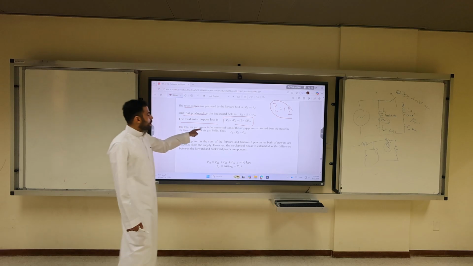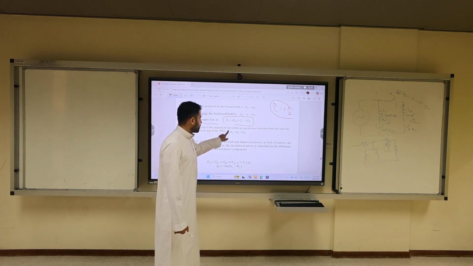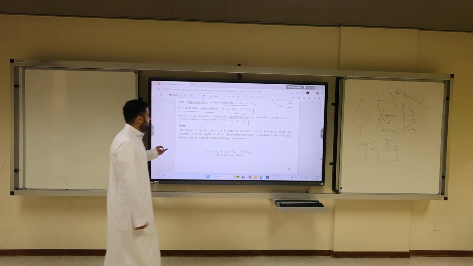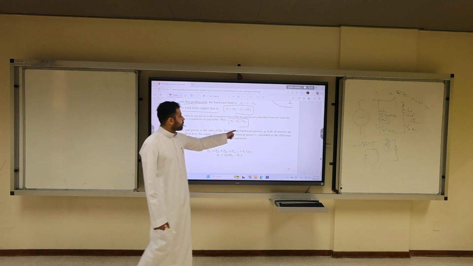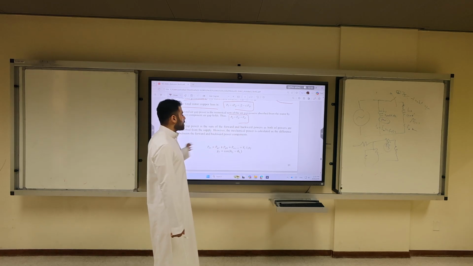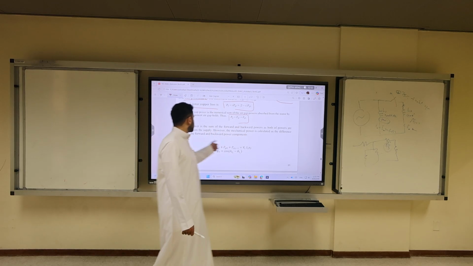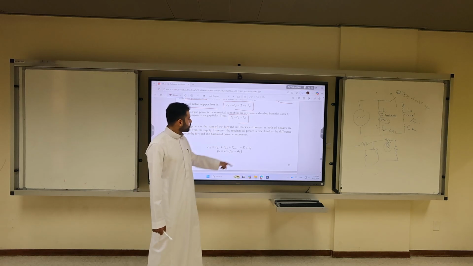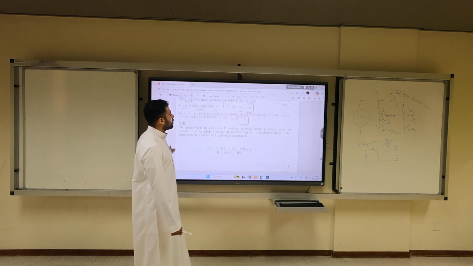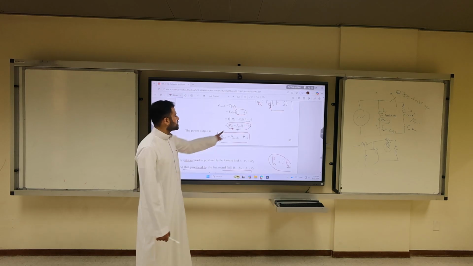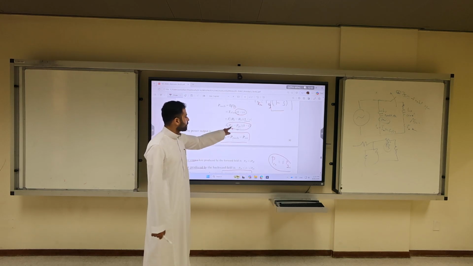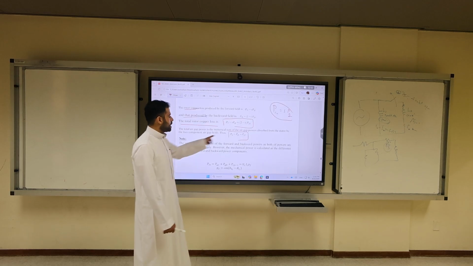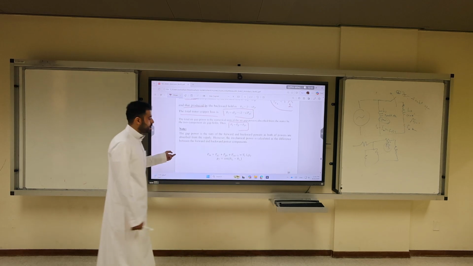So the total air gap power is actually this one. The air gap power is the sum of the forward and the backward. The mechanical power is calculated as the difference between them. So air gap power is the addition, and the mechanical power is the subtraction. Mechanical power is the subtraction. Keep these formulas in place, okay?